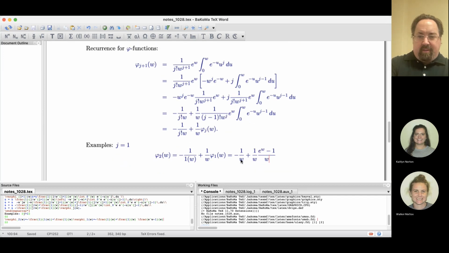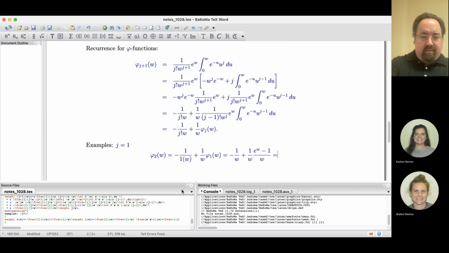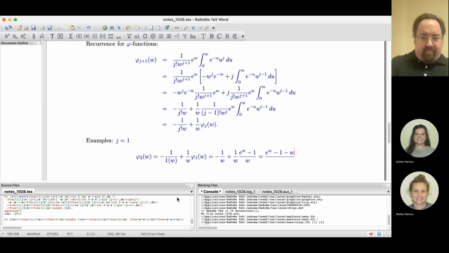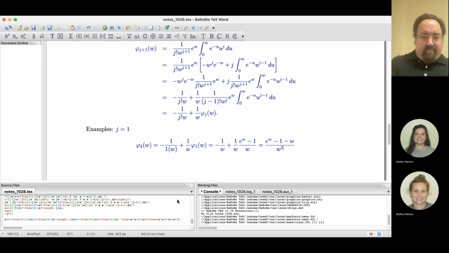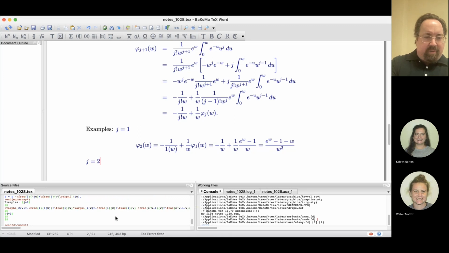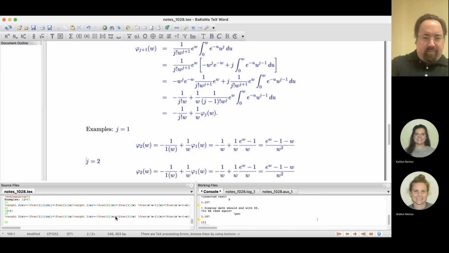So we want a common denominator. So I need to multiply this by w over w, and we get e to the w minus 1 minus w, so this comes from here, all over w squared. Okay, so that worked out as intended. But I'll feel a little more confident about this if the next one works too.